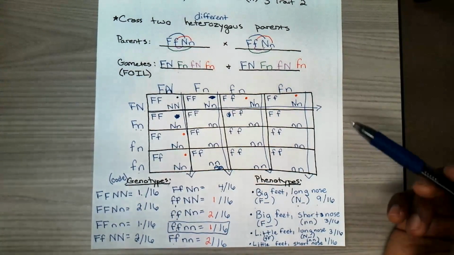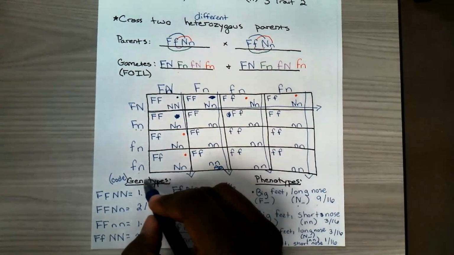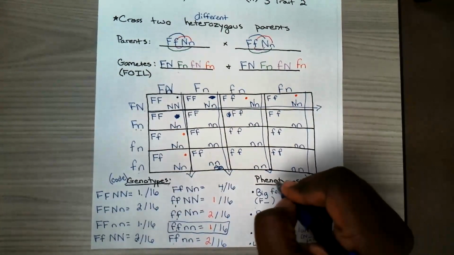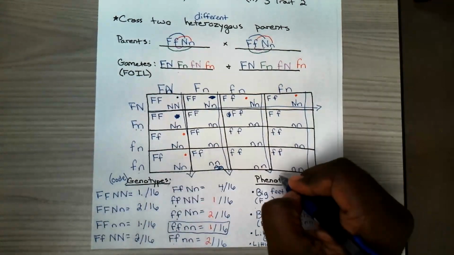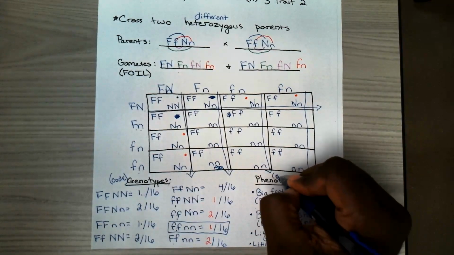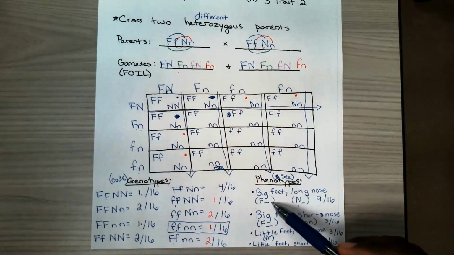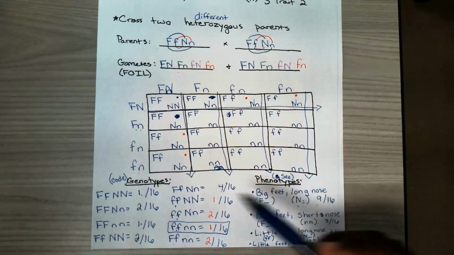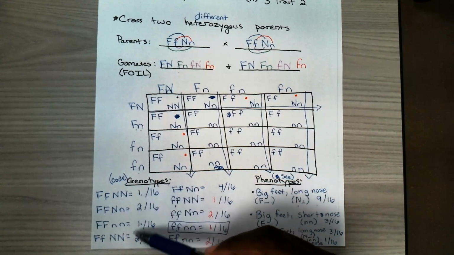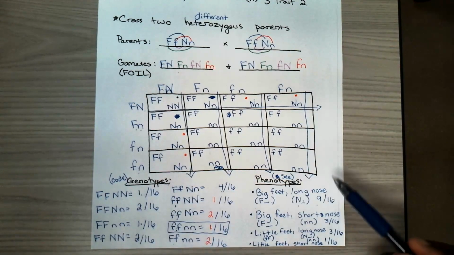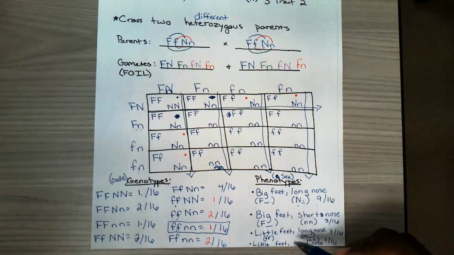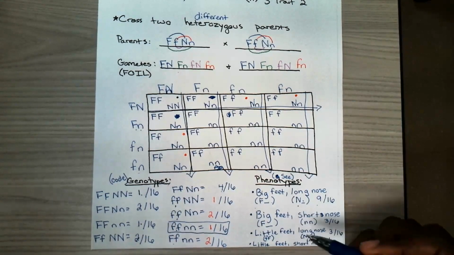So, which means if we look at this again, genotype is the code, phenotype is based on the code. What will you actually see? And this is how you do it. So, for any combination that had at least a big F and at least a big N, you look through those combinations, you add up what you have. That's how we got 9 out of 16. And you follow that for each phenotype.